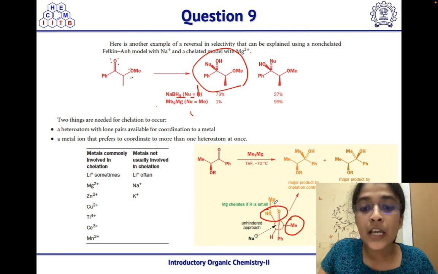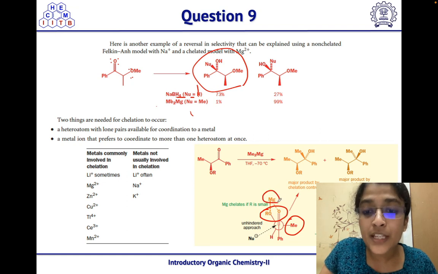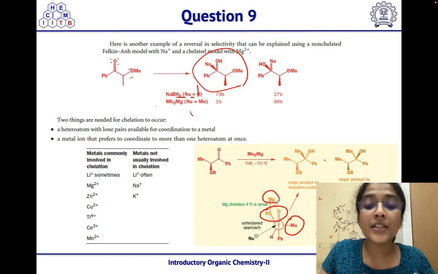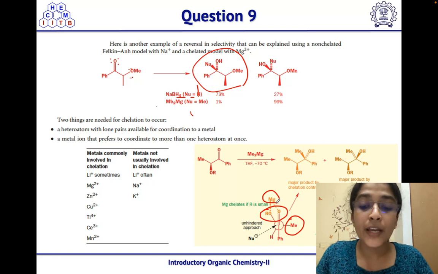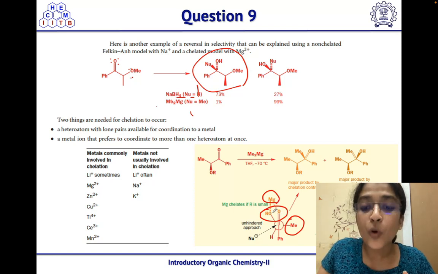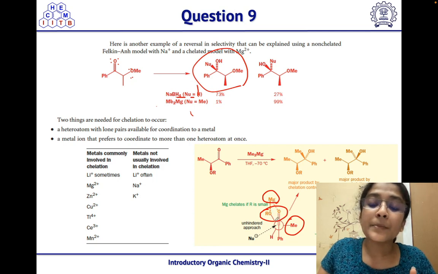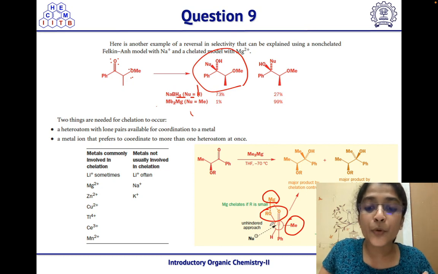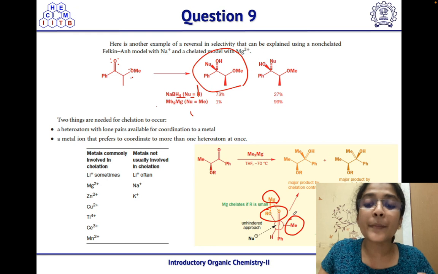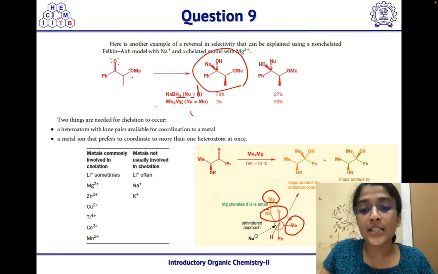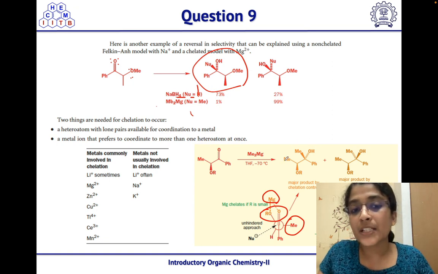But in this case, since the metal ion Mg2 plus can coordinate with the two heteroatoms, that is this oxygen and that of OMe, it can coordinate with both oxygen atoms. Then this OR cannot come perpendicular to the carbonyl, and the other second medium bulky group, that is the methyl group, will come perpendicular to the carbonyl, and nucleophilic attack will take place from this direction. So we will get the other isomer as the major product. Is this clear?